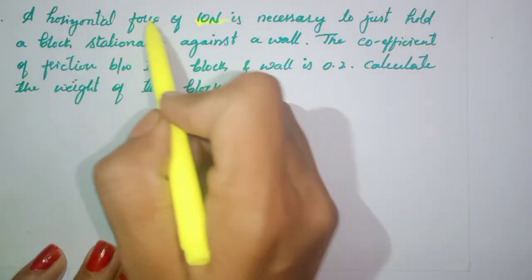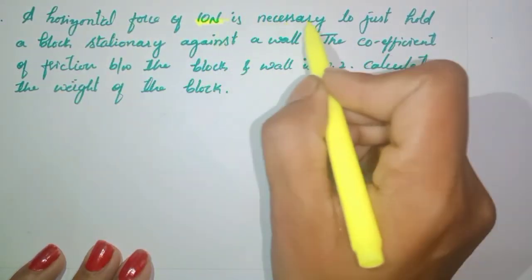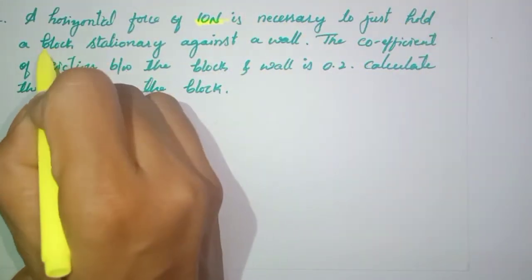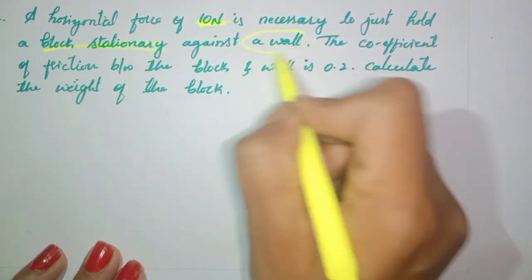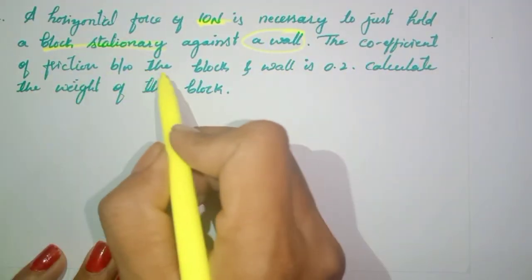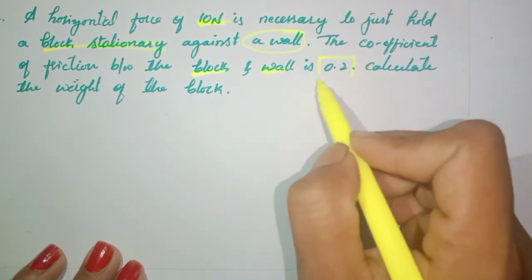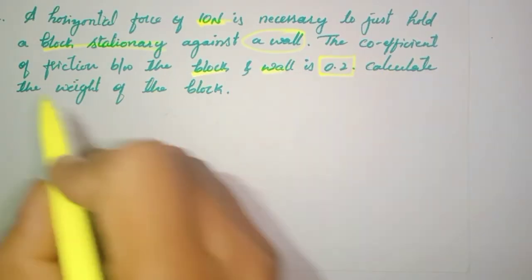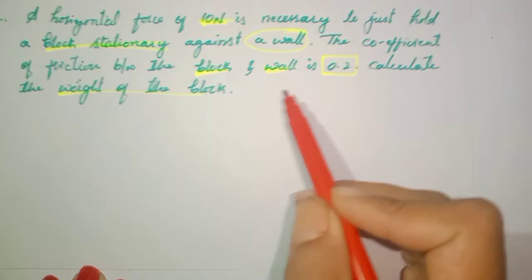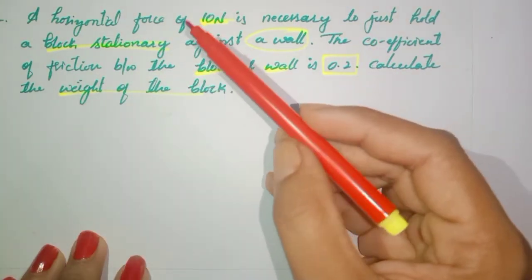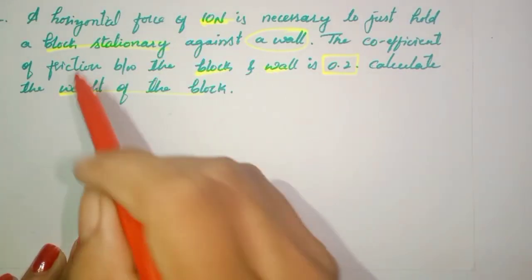A horizontal force of 10 Newton is necessary to just hold a block stationary against a wall. The coefficient of friction between the block and wall is 0.2. Calculate the weight of the block. So let's draw the diagram using the question clearly. Let's read the question line by line, and simultaneously we will draw the diagram.